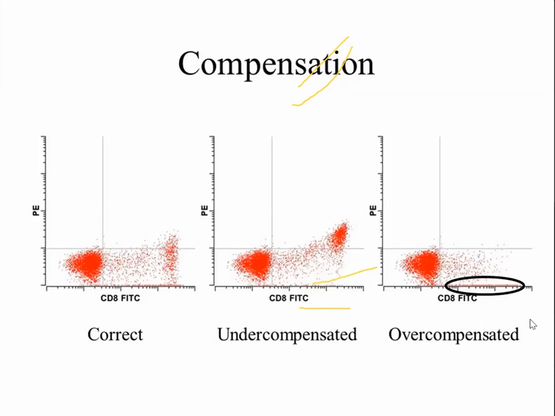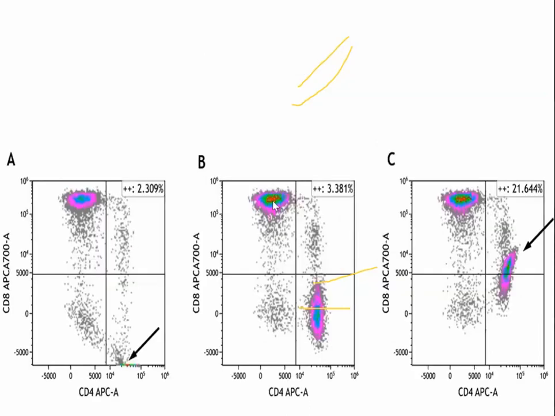And if you compensate over enthusiastically, that leads to overcompensation, where the population has gone below now. Okay, so you need to know all these things. So adequate compensation has to be done for correct data. Okay, so again, some more examples: this is overcompensation, this is adequate compensation, and this is undercompensation.